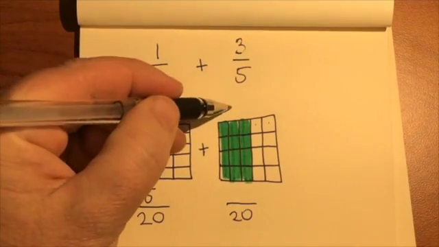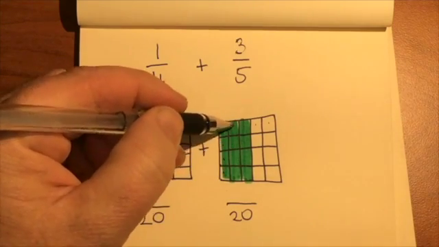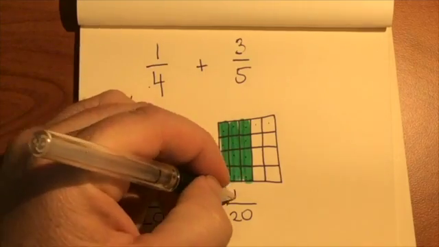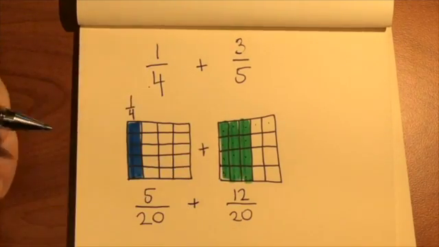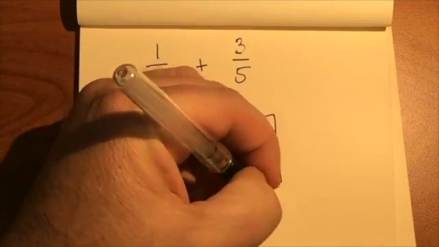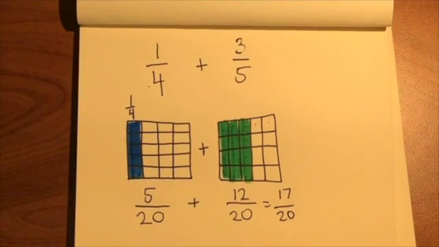And now I have 3 by 4. 1, 2, 3, 4, 5, 6, 7, 8, 9, 10, 11, 12. Or 3 times 4 is 12. Once I have a common denominator, now I can add those. 5 plus 12 is 17. And it's 17/20.